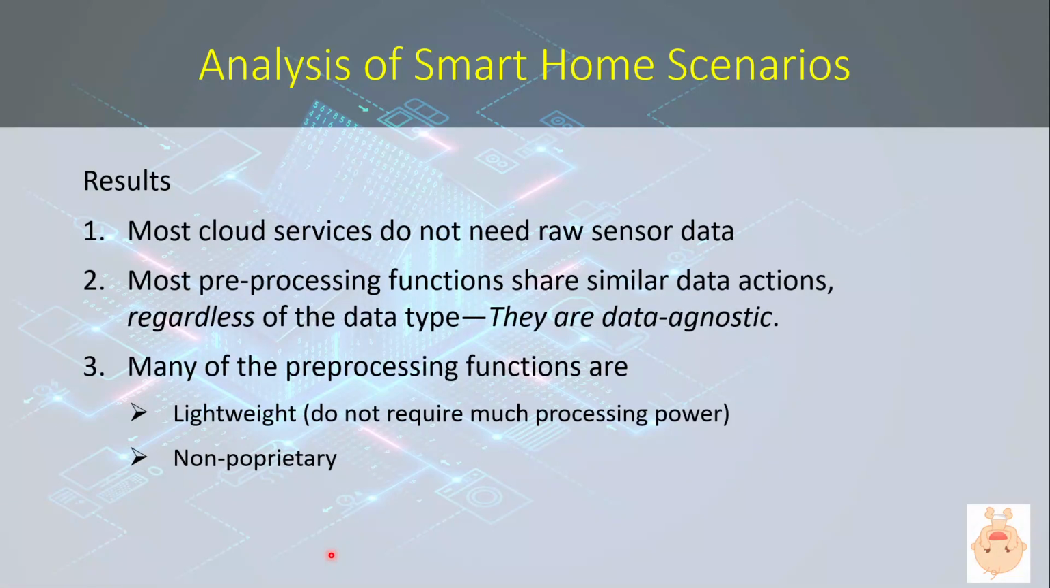And these were their results. The first one was that most cloud services do not require sensitive data. Second, most pre-processing functions share similar actions regardless of the data type. In other words, they are data agnostic or data independent. And thirdly, most of the processing functions are lightweight, don't require too much processing power, and are non-proprietary. In other words, they are primarily open source.